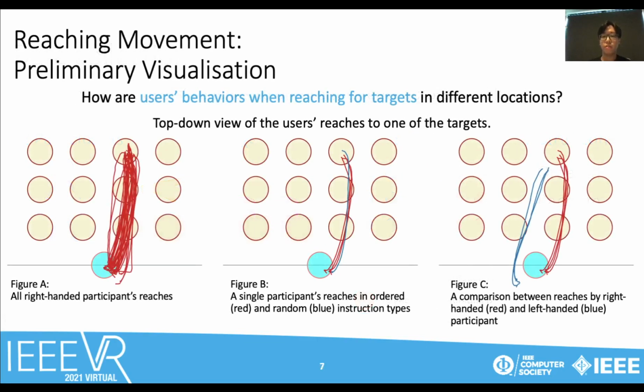We did preliminary visualization to better understand the user's reaching behavior. We discovered that different users typically have similar reaching behavior to reach the same target. This is the case for both instruction types, and so we decided to combine both ordered and random reaches to build the prediction model. Additionally, since we only have one left-handed participant, and they reach differently from right-handed participants, we discarded the one left-handed participant data.